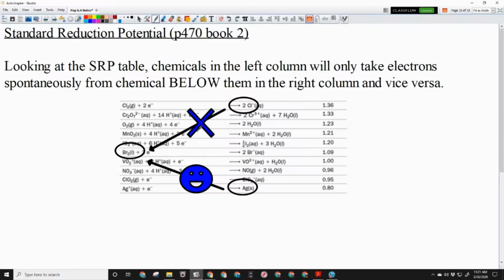To print that out. Okay, and so when we're looking at the SRP table, chemicals in the left-hand column will only spontaneously, that means without any help, take electrons from chemicals below them in the right-hand column. So bromine cannot take electrons from chlorine because chlorine is higher, but it can from silver. So spontaneously, bromine is stronger than silver, so that's why that works.